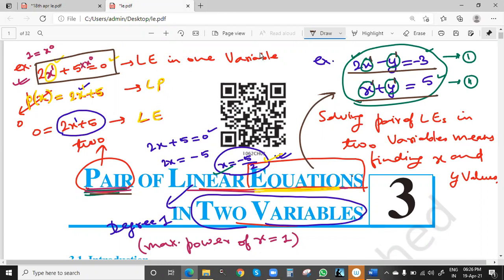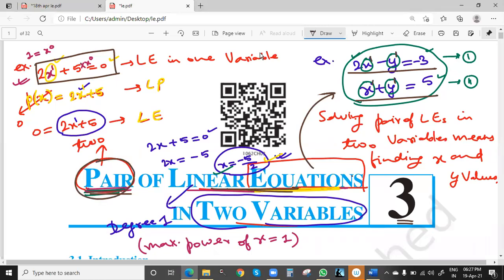So we have started pair of linear equations in two variables, chapter number 3, because this is more related to polynomials. That is the reason, because that is an extension of polynomials. And after this chapter, we'll see real numbers also. So pair means two.